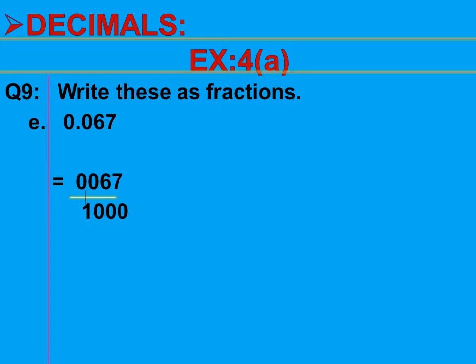Okay. First we will replace the point with 1, then we will count the digits after this decimal point. We will get 3 zeros. And at the end we will get our required fraction, that is 67 divided by 1000.